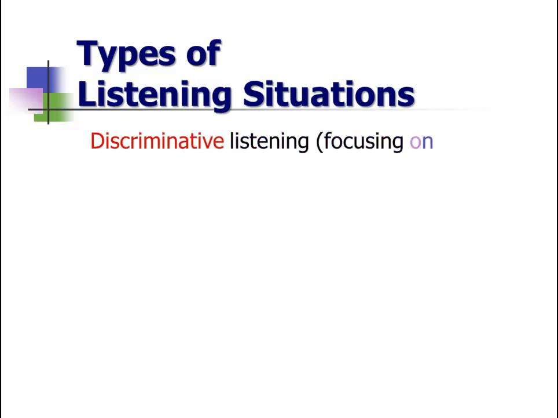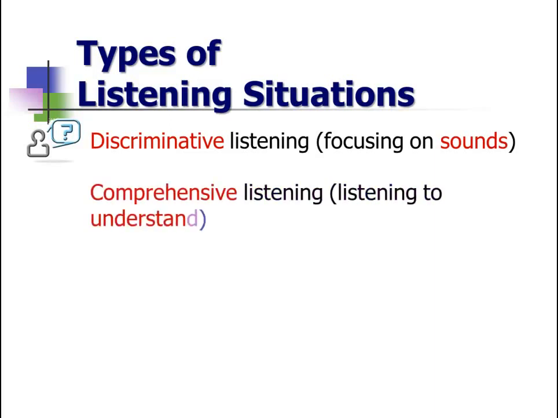The first is discriminative listening, and that's when you listen to focus on sounds so that you will later on be able to make meaning of it. You can listen to the words, you can listen to determine who is speaking, the sex of the person speaking, how many people are speaking. You need to discriminate amongst the competing sounds. After you do that, you can move on to comprehensive listening, where you are listening to understand.